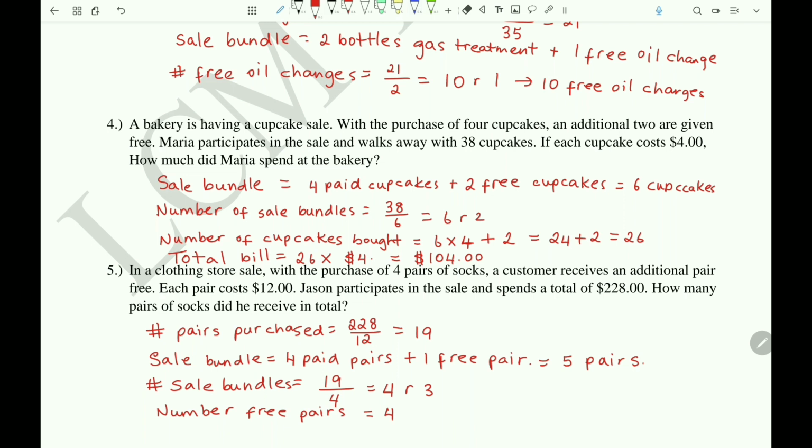right? Which means that the total number of pairs of socks received is equal to 4 plus 19, which is equal to 23 pairs in total. So the 23 pairs would account for his 19 paid pairs and his 4 additional free pairs of socks. So Jason would have received 23 pairs in total.